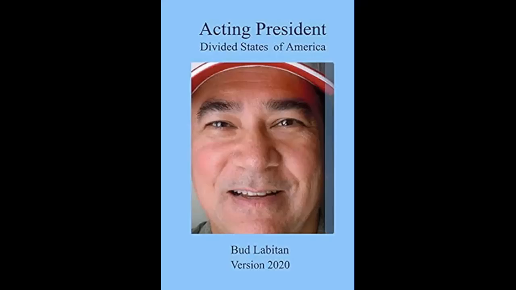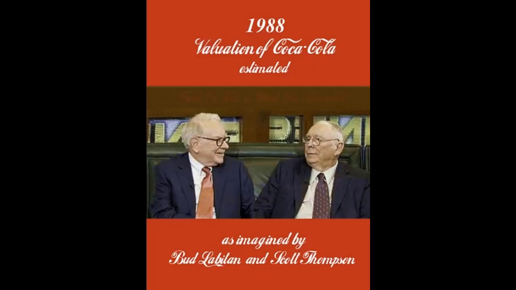1988 Valuation of Coca-Cola, by Bud Labitan, author, and Scott Thompson, author. For years, we wondered how Warren Buffett valued Coca-Cola (KO) stock at such a deep bargain in 1988. This book describes a simple two-stage discounted cash flow model that delivers a close approximation. This exercise is our quantitative estimation of Coca-Cola's intrinsic value per share in 1988.